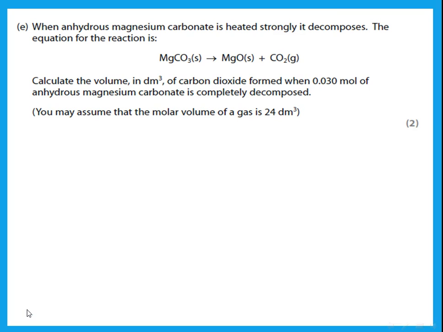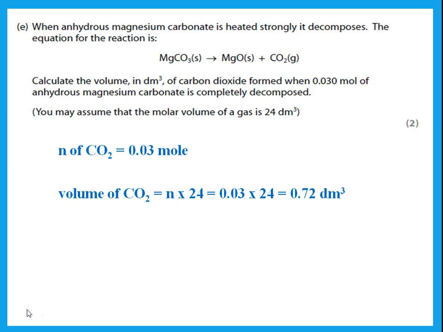So the first thing I need to do is get the number of moles of CO2 by relating it from the equation. The equation tells me if 1 mole of magnesium carbonate, then I get 1 mole of CO2. That means that the number of moles of CO2 is the same as that of magnesium carbonate. And then, now that I know the number of moles, he wants volume. Volume is number of moles times 24, and that is 0.72 decimeter cubed.